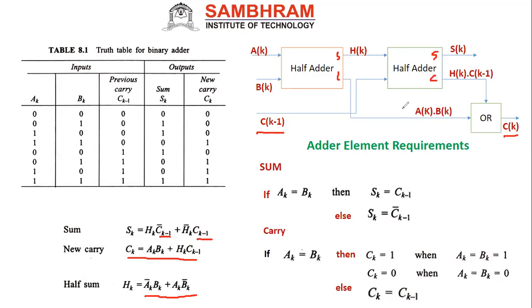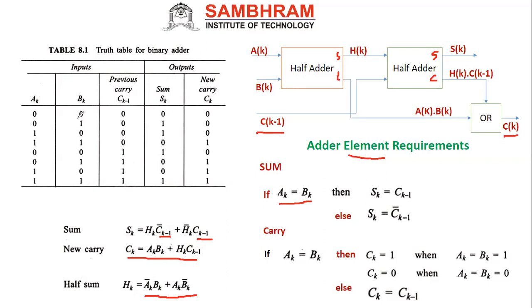So now let us go for the adder element requirements. What elements are required to design an adder? We know how to write this expression, but let us put some conditions to find out the adder element requirements from this truth table. First let us concentrate on the sum. As you know, the inputs are A and B, and this is the previous carry. Now I'm going to take the case where Ak is equal to Bk.